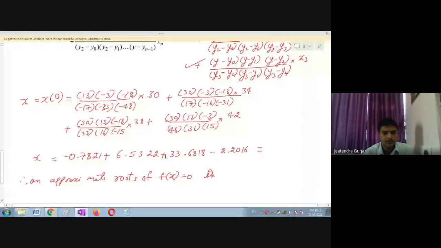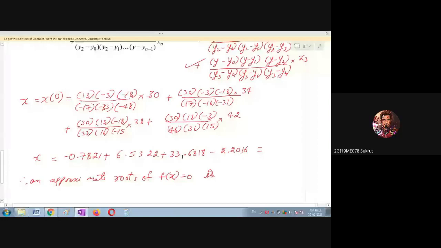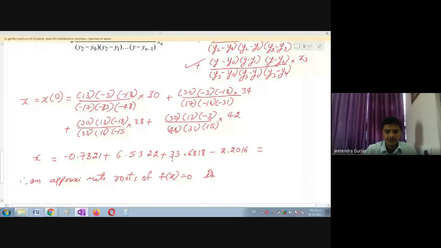See, around 33 plus 6, 39, minus this 2. Nearly it must be 37, because approximation means 2 to 3 numbers must be the same. That's it, 37.2303. Very good, beta. This is 37 point. At least one has got the correct answer. I am very happy. Everyone, please do it yourself and practice, and you will get the answer.